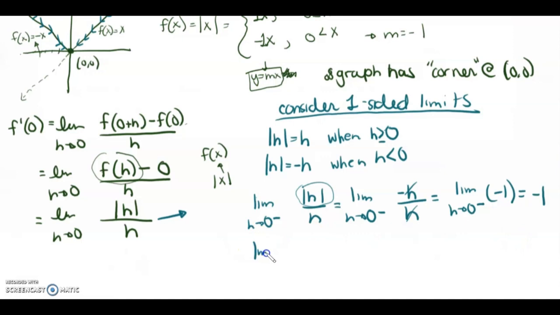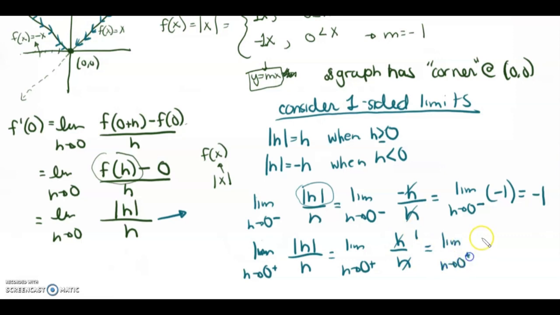Okay, and then the limit as h approaches 0 from the positive side, okay, that means we're going in from the positive side. The original function is the absolute value of h over h. Because we're going in from the positive side, this is just going to be h over h, which obviously just cancels to 1. And we get the limit as h approaches 0 from the positive side of the constant 1 is again going to be a constant.